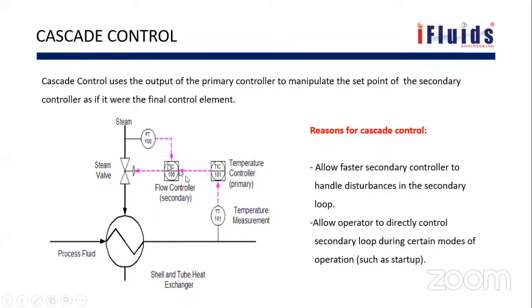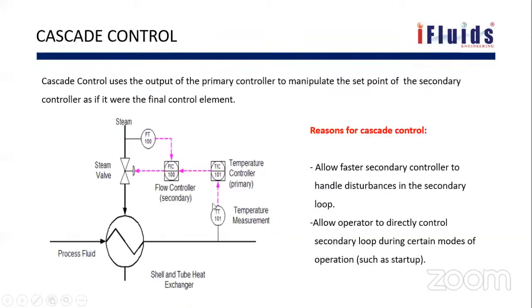Now this is the secondary controller. Suppose I need to maintain 100 degrees. The primary controller will say you maintain 10 meter cube flow. Now the secondary controller compares this 10 meter cube flow with the steam flow transmitter, because the primary controller has instructed it to maintain 10 meter cube. If steam is not maintained at 10 meter cube, it will compare and give instruction to this valve to maintain the flow at 10 meter cube. So this is how it works.